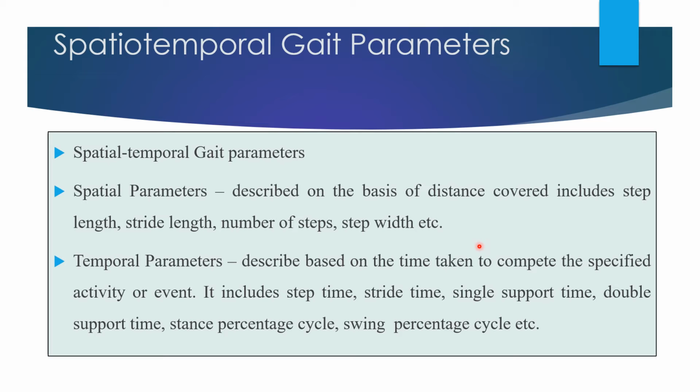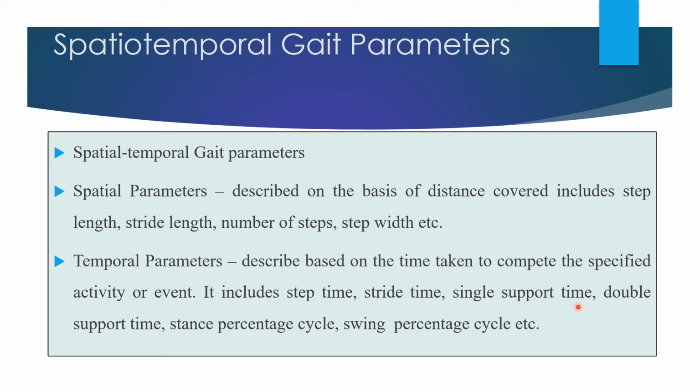The most commonly used features or parameters in gait analysis include the spatial category, which provides a description about distance covered, mostly covering step length, stride length, number of steps covered in a specific distance, and step width between the two legs, while the most preferably used temporal features describe the duration elapsed to complete a particular event, and include step time, stride time, single support and double support time.